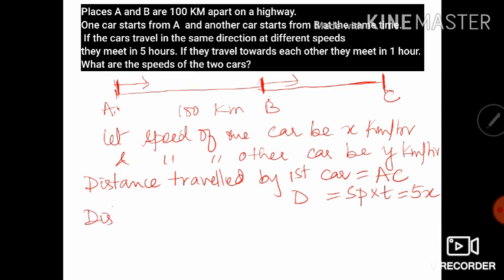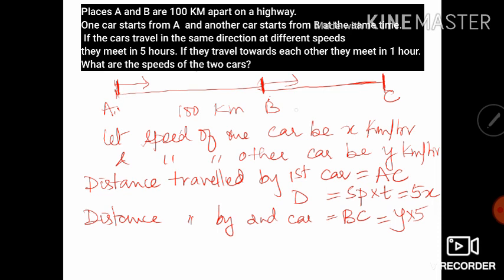Similarly, we will find out the distance traveled by the second car. That will be BC when moving in the same direction. So that will be speed into time. The speed of the car is y and the time taken is again 5. So 5y.